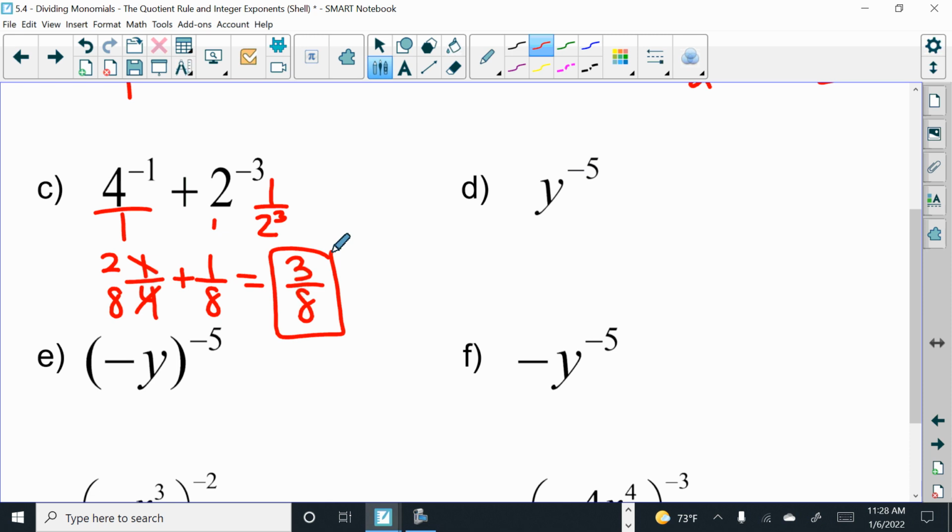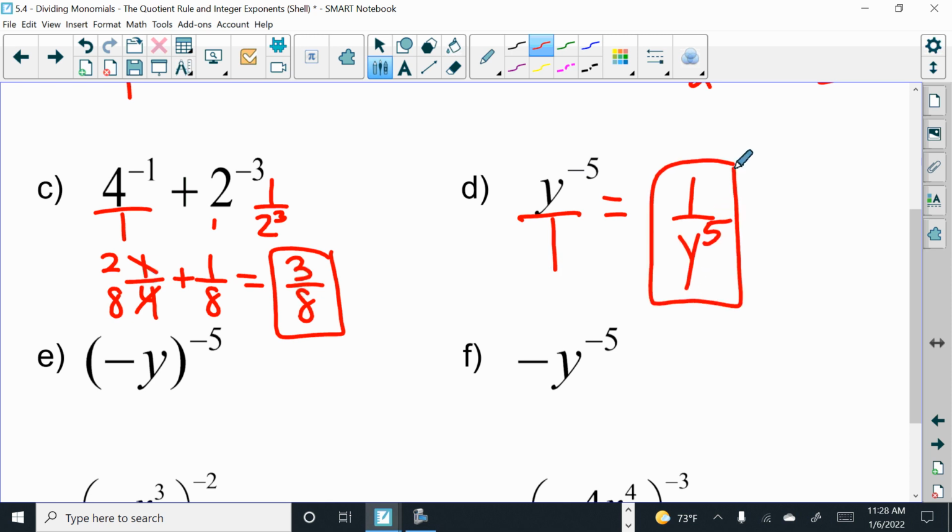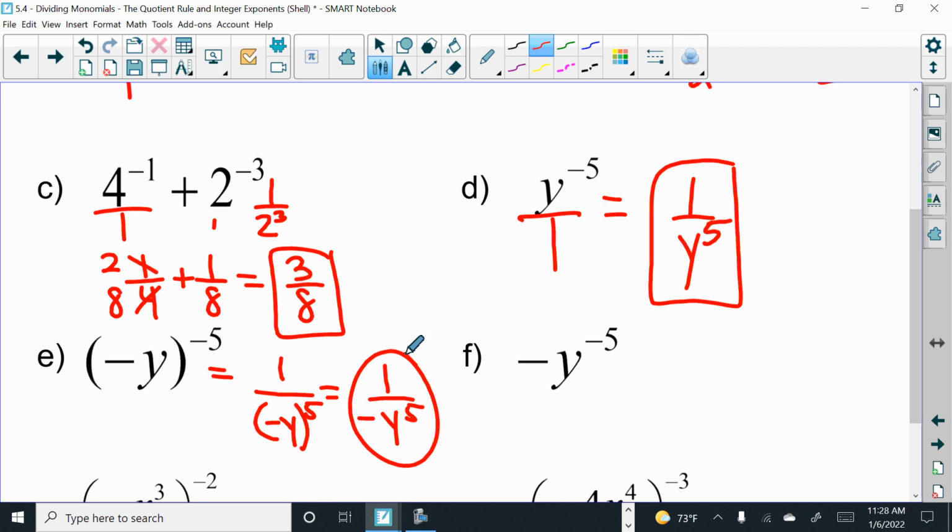I got y to the negative 5th. Awesome. That's in the numerator, so I got to make it positive, so I bring it down to the denominator. Negative y, though, is being raised to the negative 5th power this time. So then that's 1 over negative y to the 5th. Because remember, whenever you raise a negative to an odd power, it stays negative.